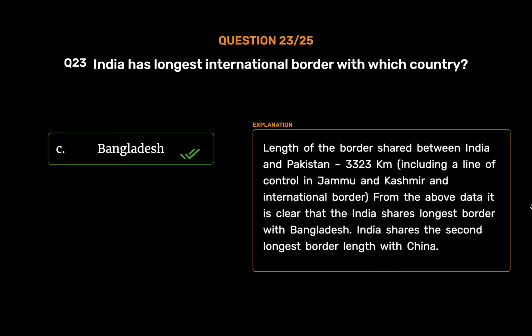Bangladesh. The length of the border shared between India and Pakistan is 3,323 km, including the line of control in Jammu and Kashmir and the international border. From the above data, it is clear that India shares the longest border with Bangladesh. India shares the second longest border length with China.